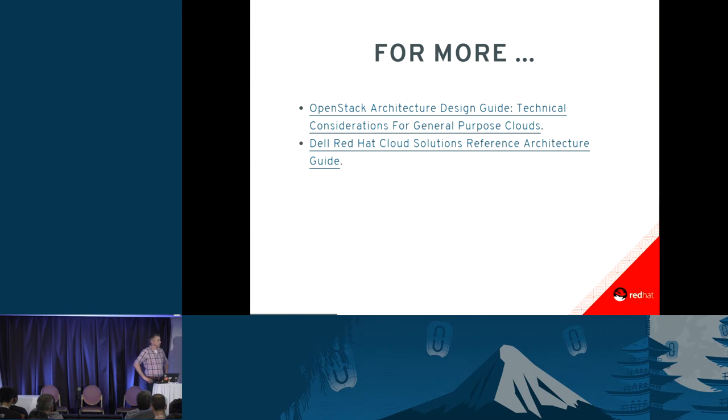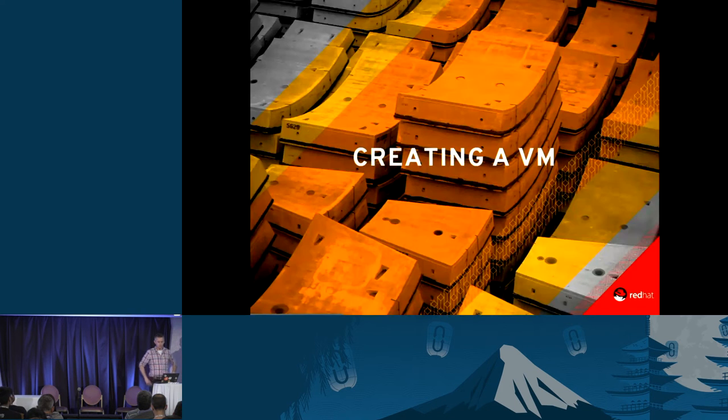If you want to learn more about some of the stuff going on there, the OpenStack architecture design guide is quite good. It goes into a bunch of different technical considerations you should think about when you're designing an OpenStack cloud. And this Dell and Red Hat reference architecture I talked about is available there. And actually, I'm going to post these slides to Twitter later, so you'll be able to click those links and get to that information.